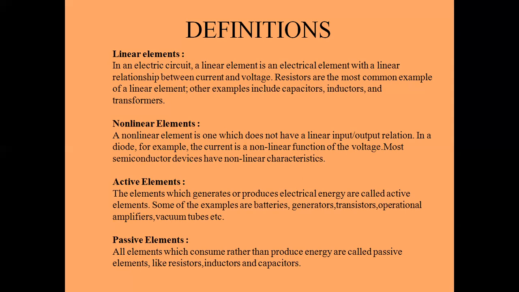Next is the active element. Elements which generate or produce electrical energy are called active elements. Some examples are batteries, generators, transistors, operational amplifiers, vacuum tubes, etc. The element which doesn't need any electrical supply to work, and itself produces the electrical energy, is called an active element. The battery is the best example of an active element.